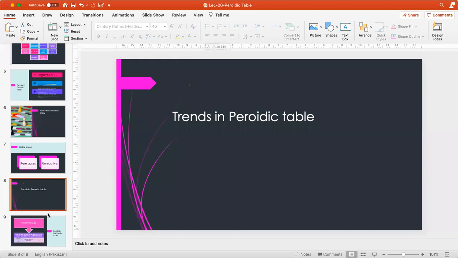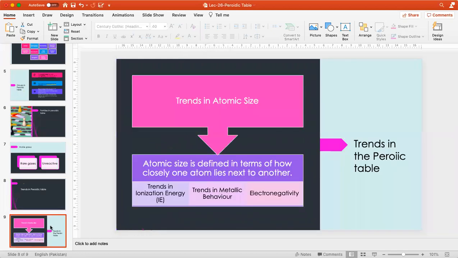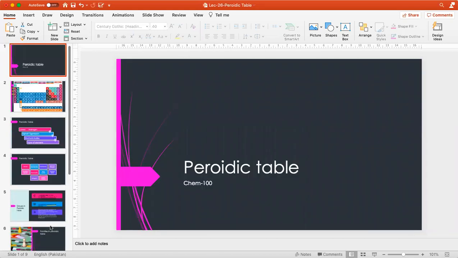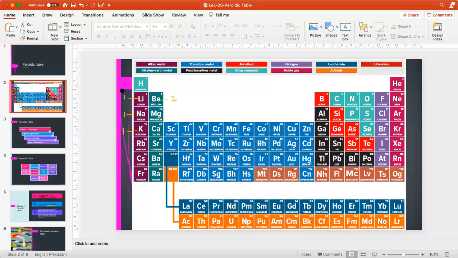Let's resume the current topic, periodic table, and now I'm going to explain to you the trends in the periodic table. When we talk about the trends in the periodic table, the very first thing is the trends in atomic size. So atomic size, let's move back to our periodic table. Okay, this is the periodic table. Atomic size.